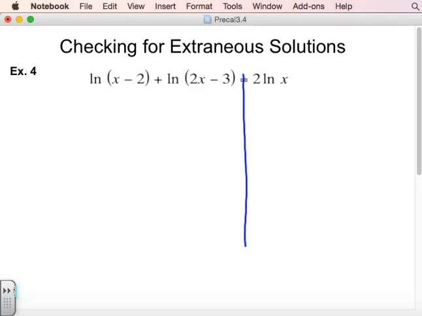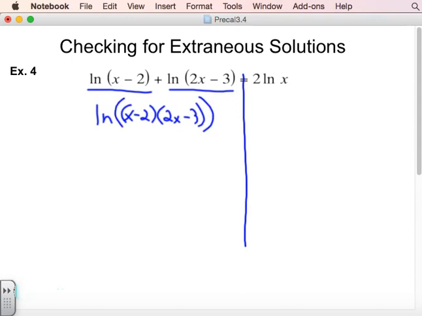In the last lesson, we talked about expanding and condensing logarithms using the product property, the quotient property, and the power property. We need to use those properties here to condense these into one logarithm. We've got the natural log of this plus the natural log of this. Since they're adding, we can use the product property and combine them into the natural log of x minus 2 times 2x minus 3. Our product property tells us that we can do that.